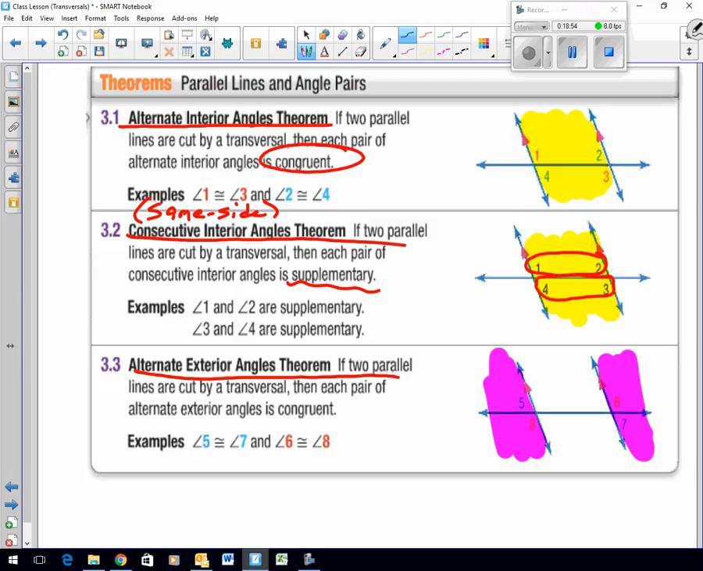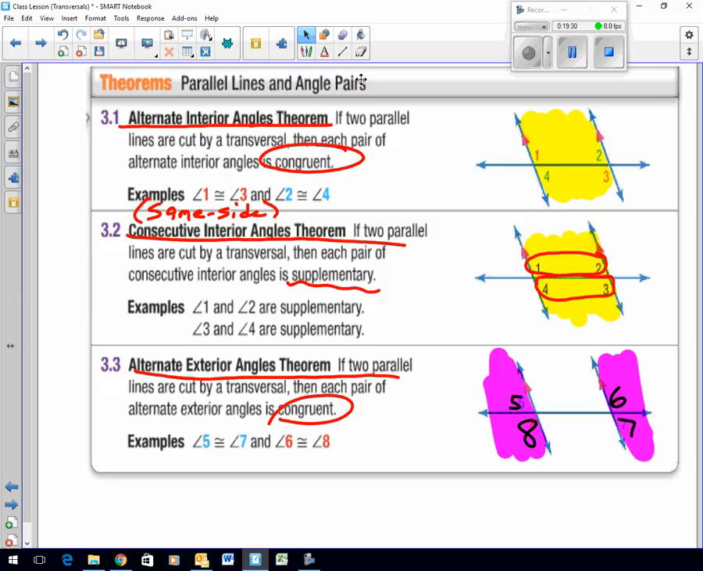Well, you can't see any of that. 5, 8, 6, and 7. Okay? 5, 6, 8, and 7. Which pair are going to be outside and alternate? 5 and 7, and what else? 6 and 8. And they are what? Yeah, so my last pair of congruent angles are called alternate exteriors.